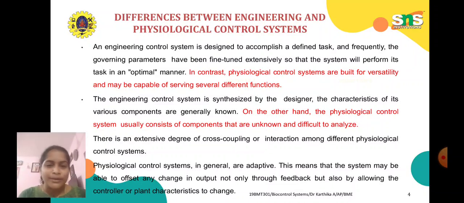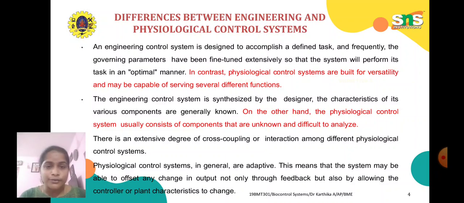Okay, then what is the difference between engineering and physiological control systems? An engineering control system is designed to accomplish a defined task, and frequently the governing parameters have been fine-tuned extensively so that the system will perform its task in an optimal manner. In contrast, physiological control systems are built for versatility and may be capable of serving several different functions.